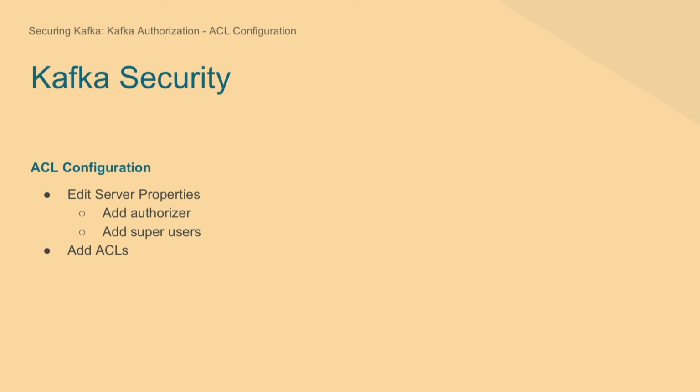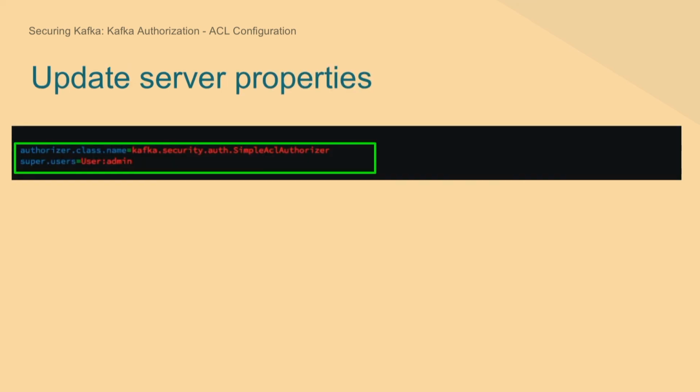To do ACL configuration, you're going to edit your server properties. You're going to add the authorizer, add super users, which is an important step. It's really easy with Zookeeper ACL management, it doesn't append, it's going to overwrite. So it's really easy to wipe out the authorization that you've set up. And then we're going to add some ACLs and edit the client properties.